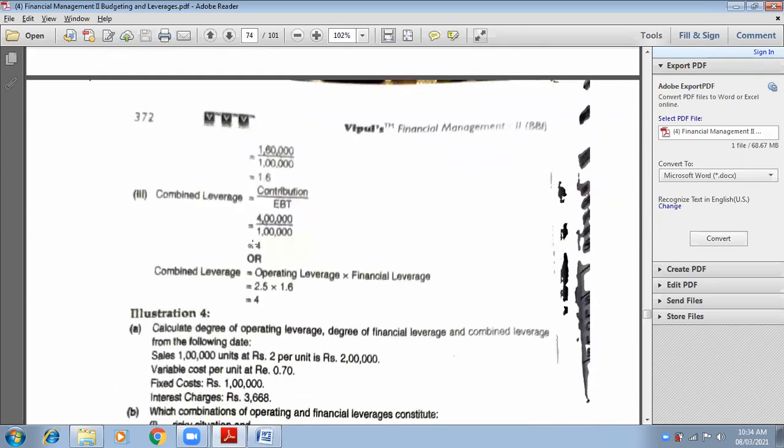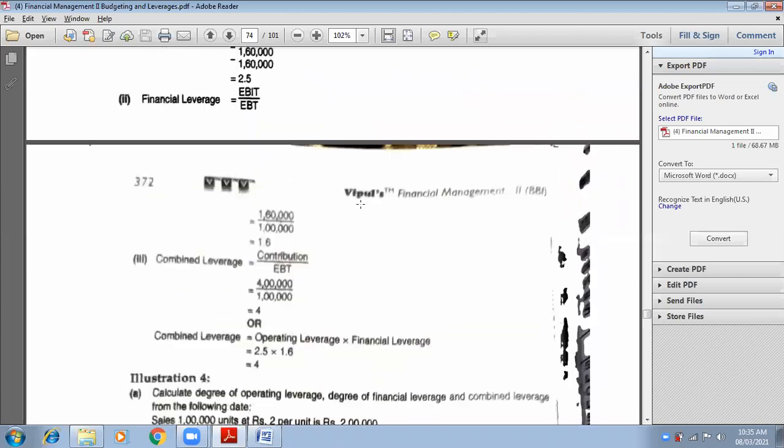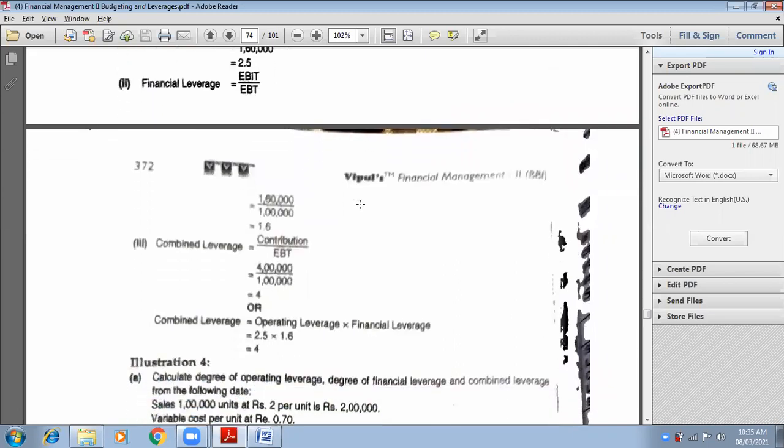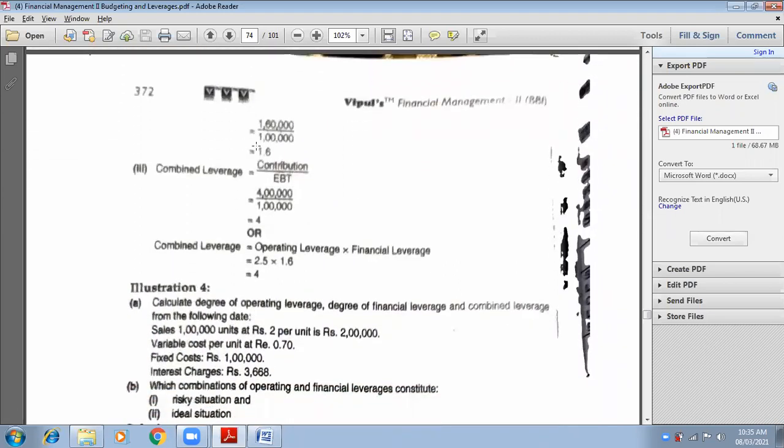Now you can cross verify the answer of 4 for the combined leverage by calculating another, optional formula: degree of operating leverage into degree of financial leverage. What was the answer of degree of operating leverage? 2.5. And degree of financial leverage? 1.6. So 2.5 into 1.6 will also be 4. Check it in your calculator. If the answer is 4, this 4 matches with this 4, which means you are doing your sum correctly.